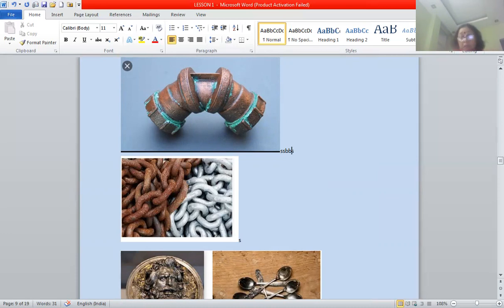In junior classes, we have studied a lot of methods to prevent rusting. In short, I'll explain. Rusting can be prevented by applying grease and oil, by painting iron articles, by electroplating, by coating with zinc (galvanization), and by making alloys. There are many methods to prevent rusting.